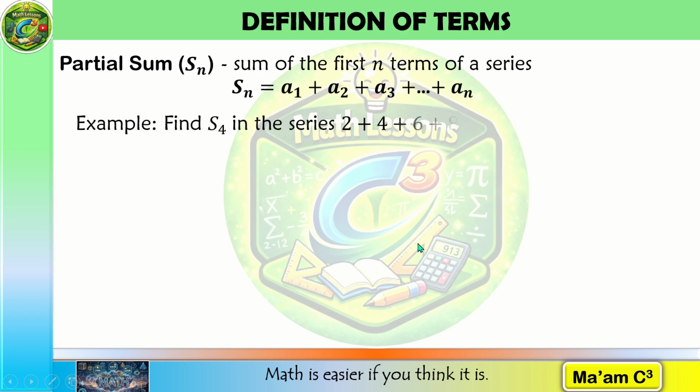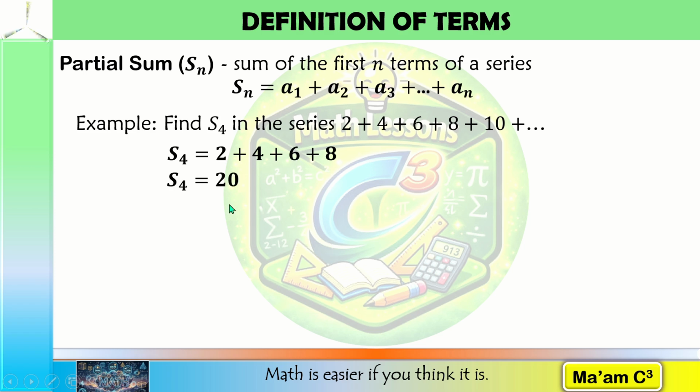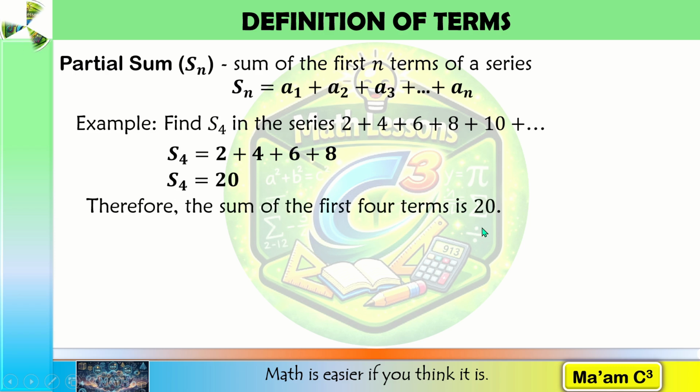Let's have an example. Find S sub 4 in the series 2 plus 4 plus 6 plus 8 plus 10 and so on. S sub 4 means we're going to add the first 4 terms of the series. That would be 2 plus 4 plus 6 plus 8. And this will give us 2 plus 4 is 6, plus 6 is 12, plus 8 is 20. Therefore, the sum of the first 4 terms is 20. Remember, partial sum means we are not adding all the terms forever, only up to a certain number of terms.